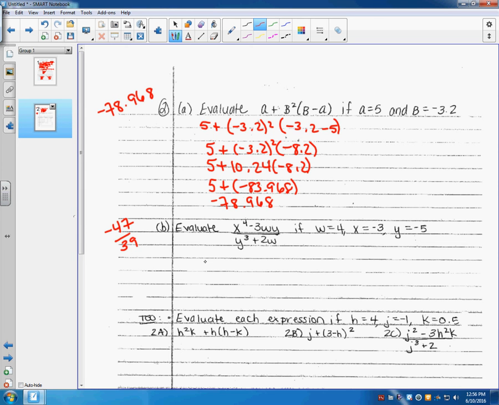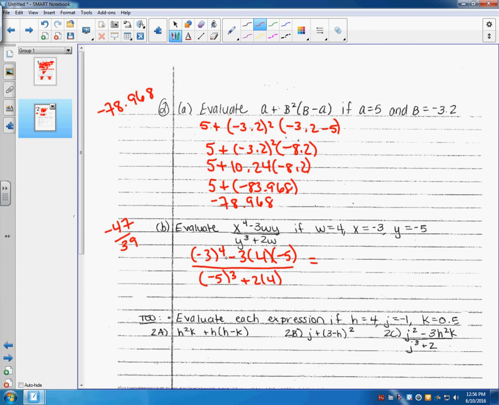So x to the 4 is going to be negative 3 to the 4 minus 3. W is 4. Y is negative 5, all over y cubed, which is going to be negative 5 to the 3rd plus 2 times w. That's step 1. After that, whenever you have a fraction, typically I work with just the numerator and make it as simplified as possible, and then the denominator, and same thing, and then I shove the two together. So I'm just going to look at the top for right now.